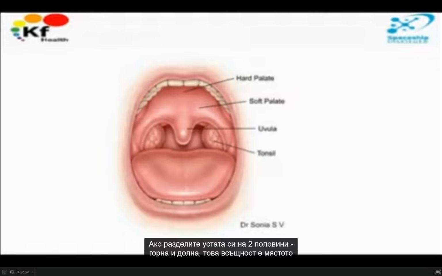If you separate your mouth into 2 halves, upper and lower, it is actually the place where the cross line is in the middle of your tonsils, and on both sides, right and left, you have the conjunction of the maxilla and mandibula. It is your upper and lower jaw.